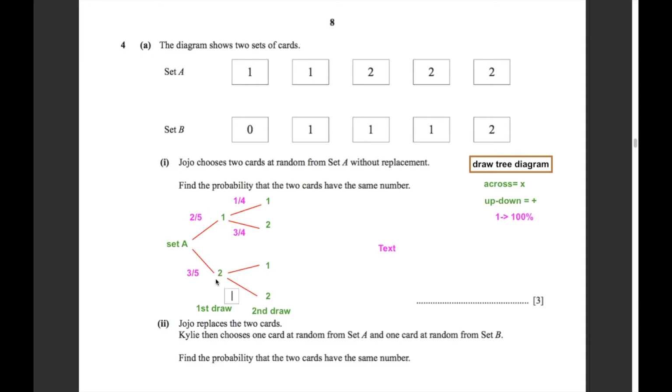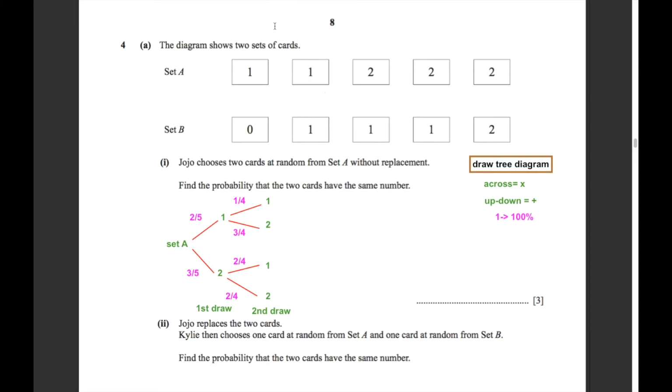Let's do this one, for example. Say you chose a 2 the first time, so say it's this one. What's the probability of getting a 2 the second time around? It's going to be 2 out of the total 4. So this one, you can guess without even having to look, would be 2 out of 4 as well.